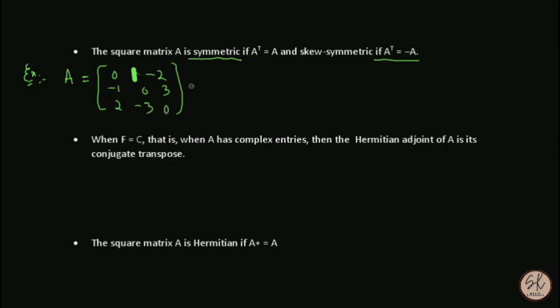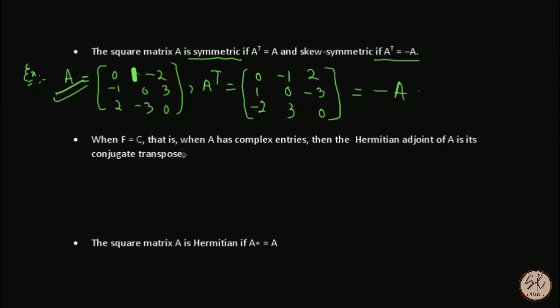Then A transpose is equal to [0 -1 2; 1 0 -3; -2 3 0]. Now we can see that this is equal to minus A. If you take minus common from here, then this will become A, isn't it? So therefore this is equal to minus A, hence this is a skew symmetric matrix.